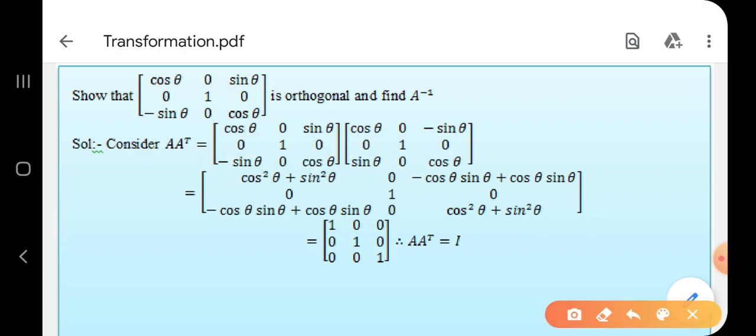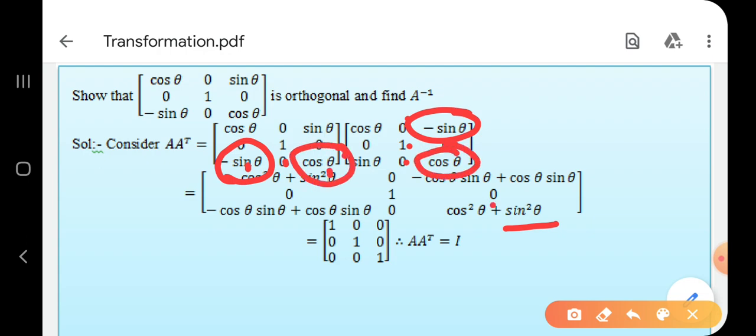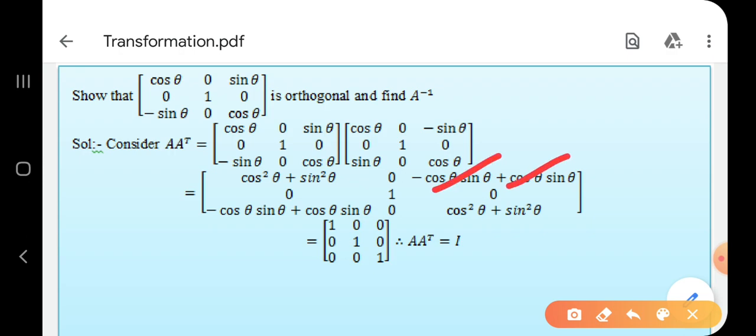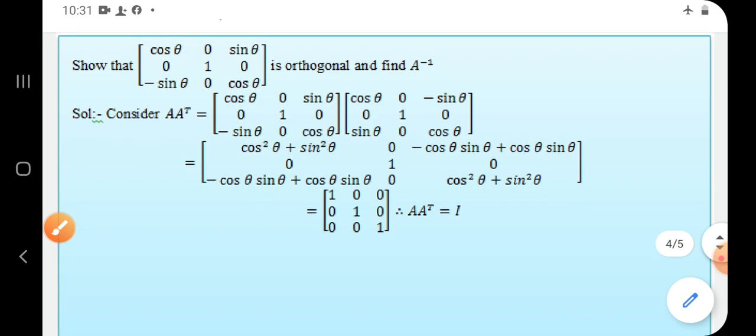Correct? Now do the same way. Minus sin theta into 0, 0. 0 into 1, 0. Cos theta into 0, 0. Then minus sin theta into minus sin theta, I get sin square theta. Correct? 0 into 0, 0. Cos theta into cos theta, I get cos square theta. Right? So now cos square theta plus sin square theta is 1. So I get 1 0 0, here this gets cancelled, 0 1 0 and 0 0 1, and it is the identity matrix. So our matrix A is an orthogonal matrix.